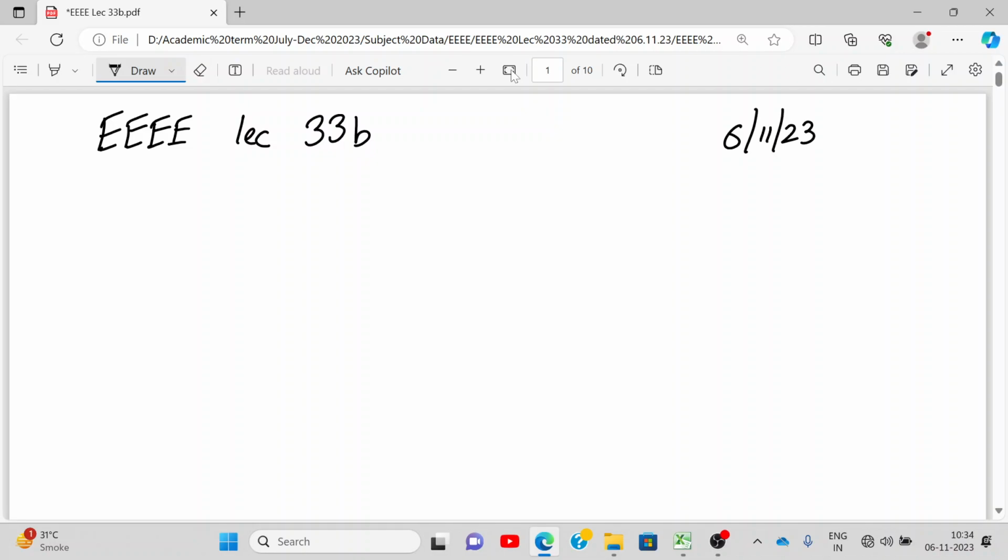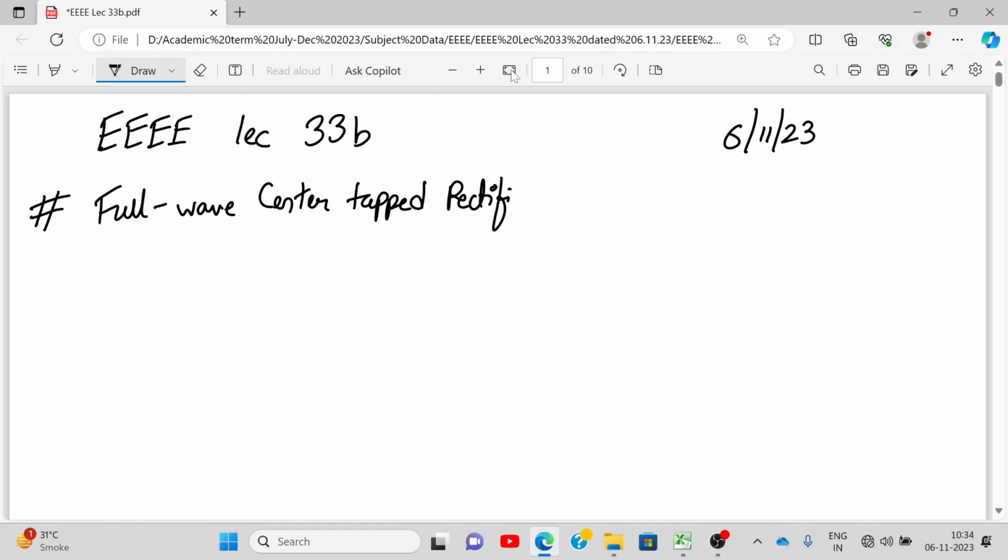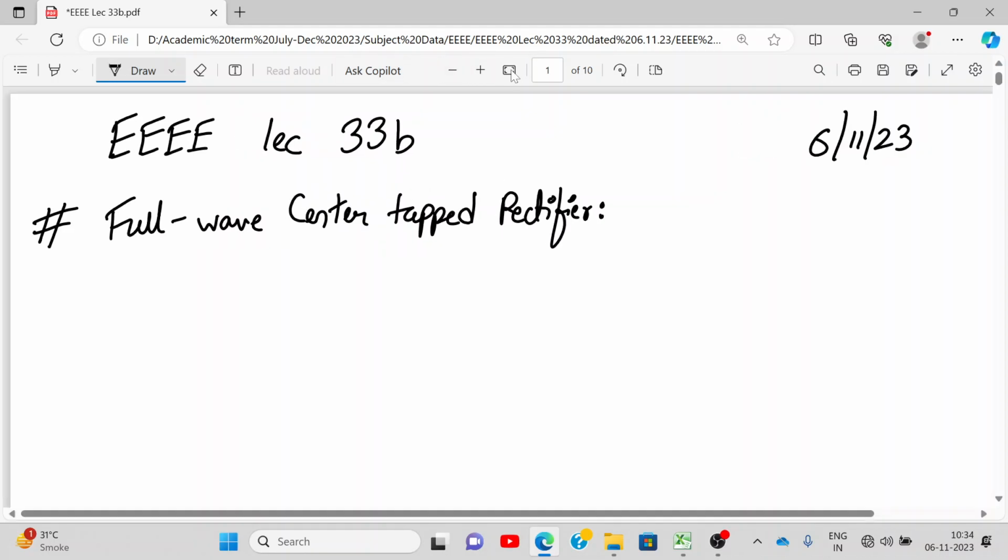So write down the heading: full wave, not bridge, center tap rectifier. Now y'all tell me, what was the problem in the half wave rectifier? One half, the output was getting 0. So both the halves were not utilized properly.